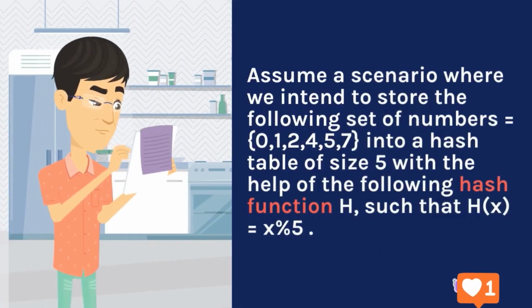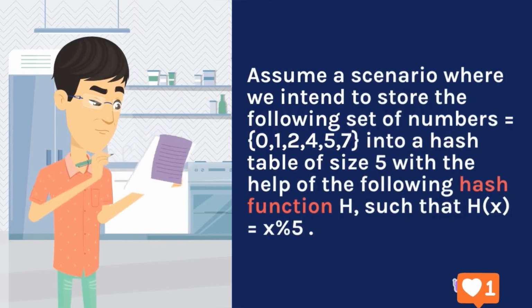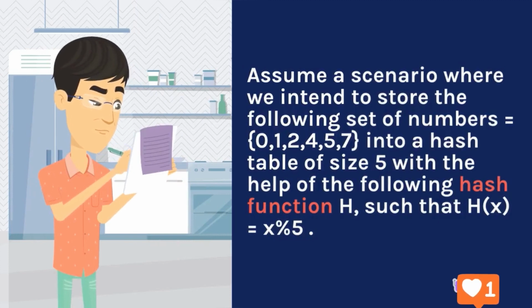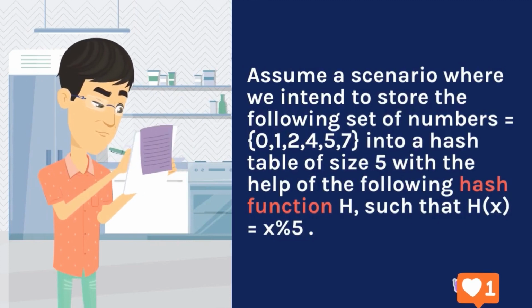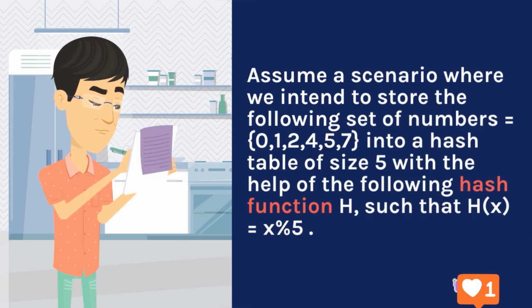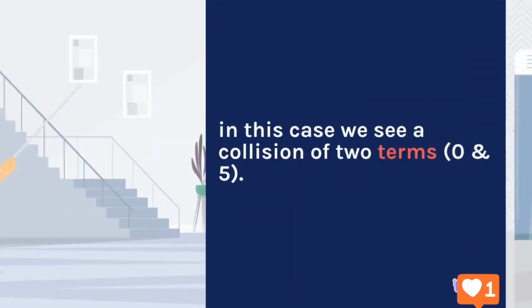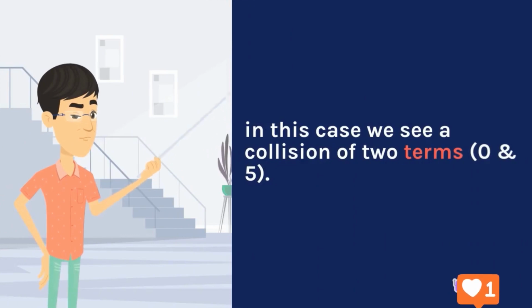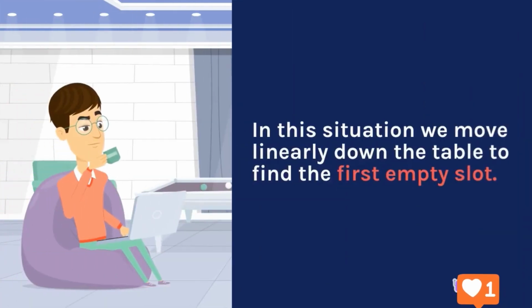Assume a scenario where we intend to store the following set of numbers: 0, 1, 2, 4, 5, 7 into a hash table of size 5 with the help of the following hash function h, such that h(x) equals x % 5. In this case we see a collision of two terms, 0 and 5. In this situation we move linearly down the table to find the first empty slot.